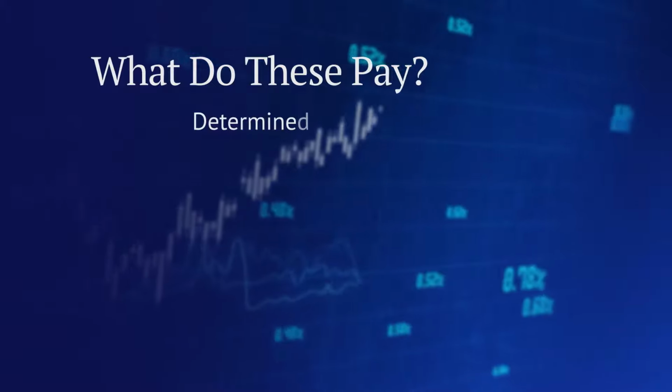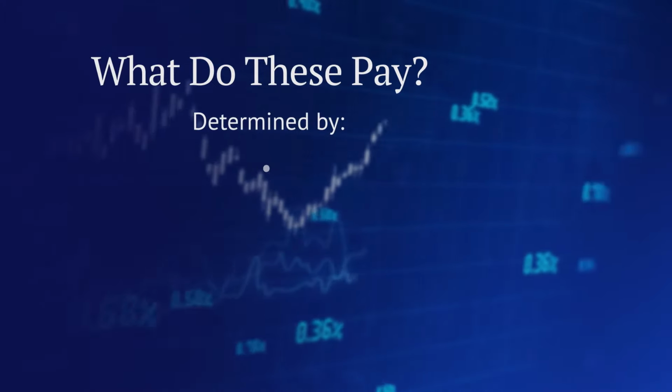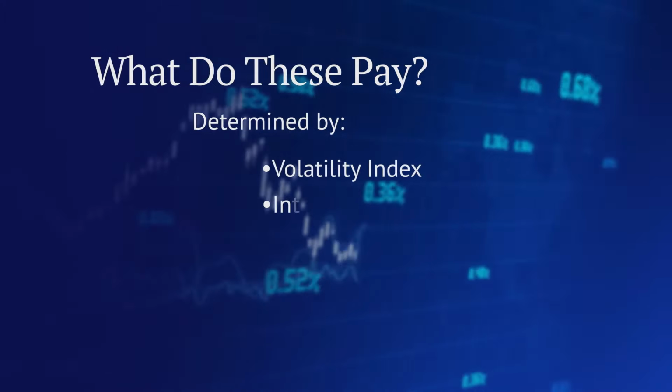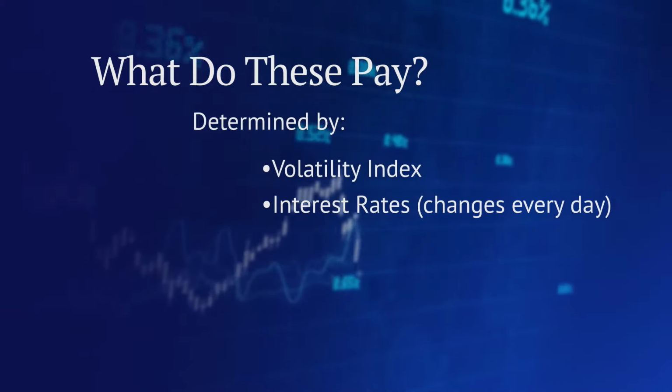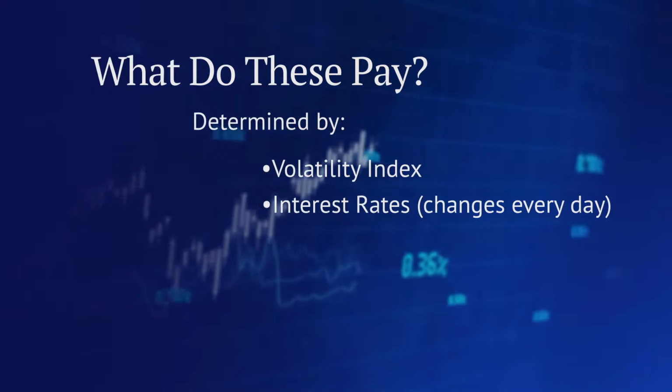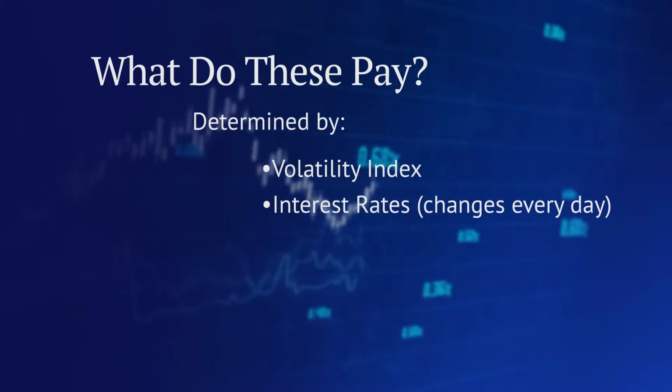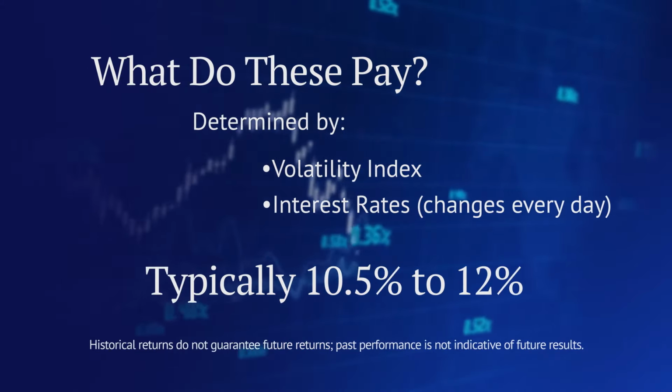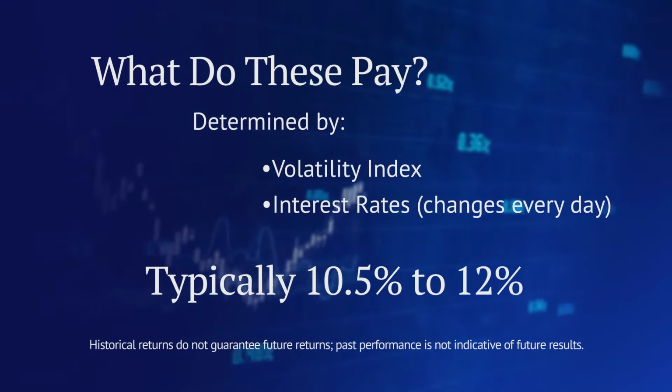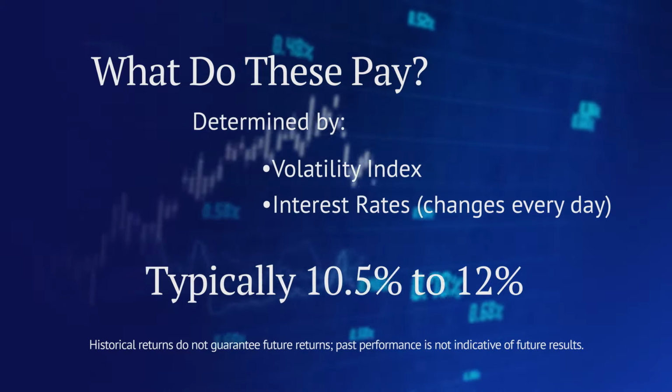So you're not really out anything besides the opportunity cost if the new note is not paying the same amount of income as the old note. So what kind of income do these pay? And that's going to be determined upon where the volatility index is and where interest rates are. And that's going to change every single day. So it does move around quite a bit, but right now, I'd say the safe number would be between 10.5% to 12% is what we're typically seeing.